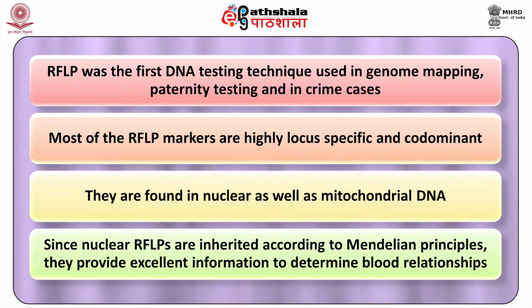RFLP was the first DNA testing technique used in genome mapping, paternity testing, and crime cases. Most of the RFLP markers are highly locus specific and codominant. They are found in nuclear as well as mitochondrial DNA. Since nuclear RFLP are inherited according to Mendelian principles, they provide excellent information to determine blood relationship.